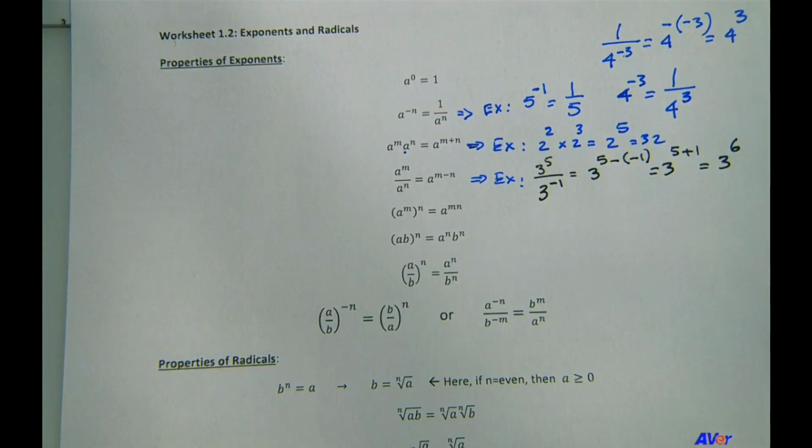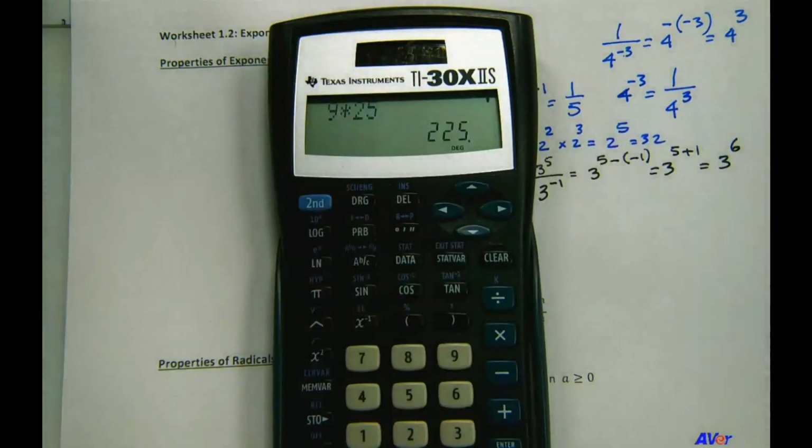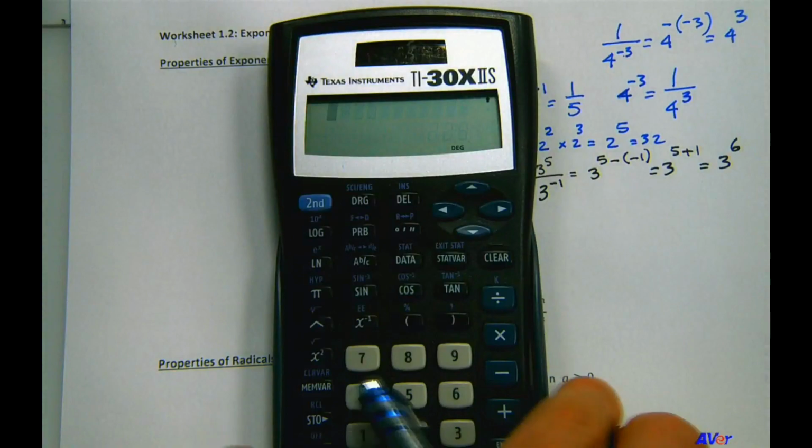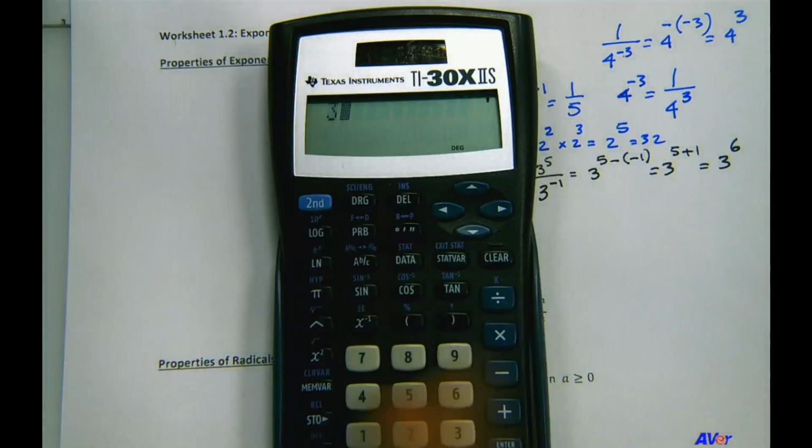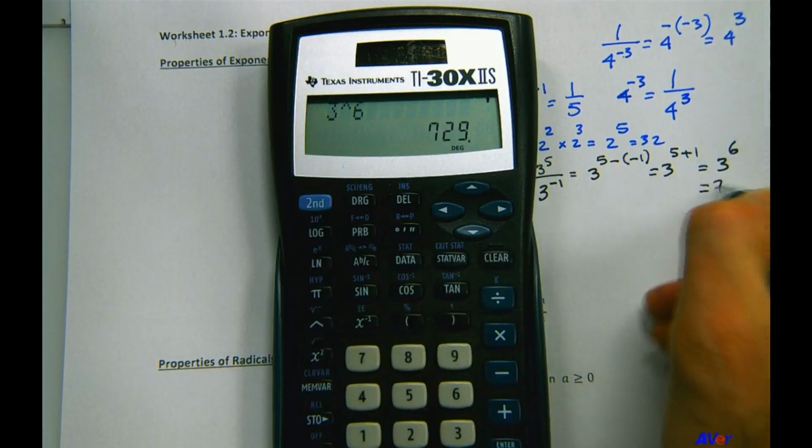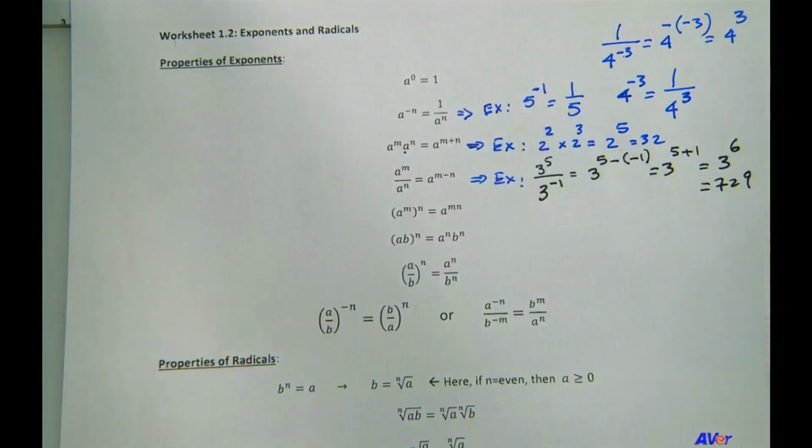And we can find out what that is using a calculator. So we have 3 to the 6th power, and that would be 729. Okay. Just like the properties we discussed in section 1.1, when you look at these properties, think of them visually.